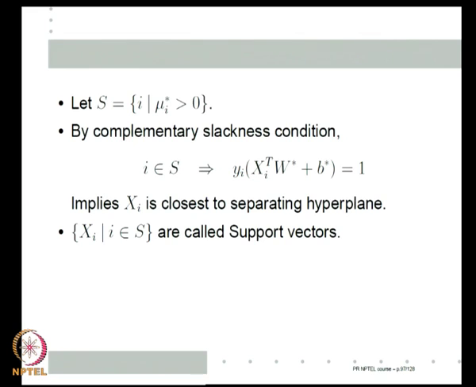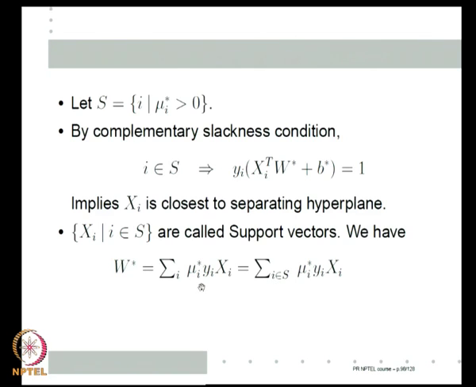There are as many constraints as there are training examples. So, corresponding to each x I there is a constraint and hence corresponding to each x I there is a Lagrange multiplier mu I, because there are as many Lagrange multipliers as there are constraints. So, we can actually say each Lagrange multiplier is for one example. If the Lagrange multiplier is strictly greater than 0, the corresponding x I is the one closest to the separating hyperplane and these are called the support vectors.